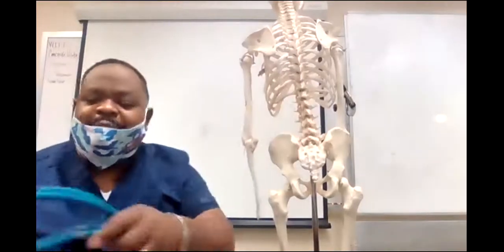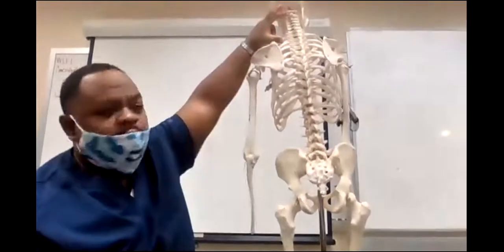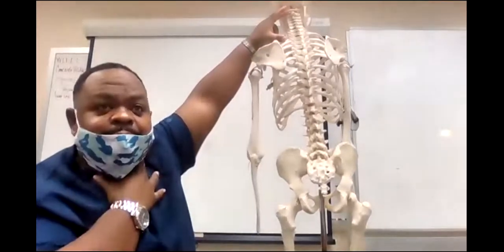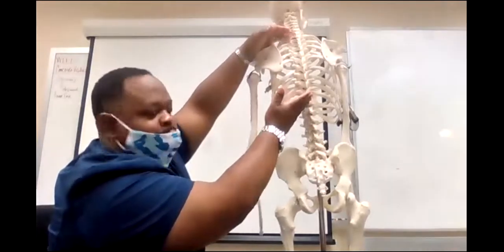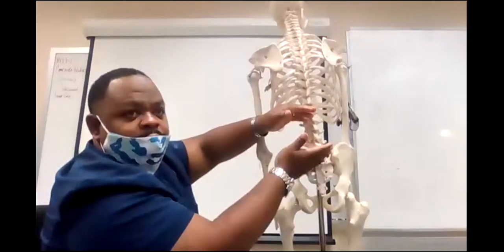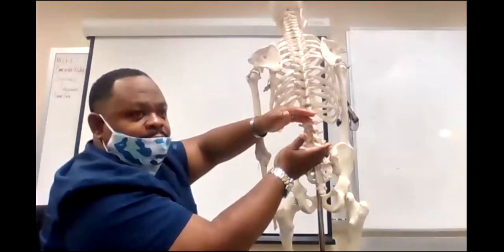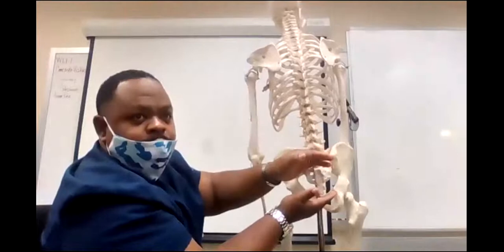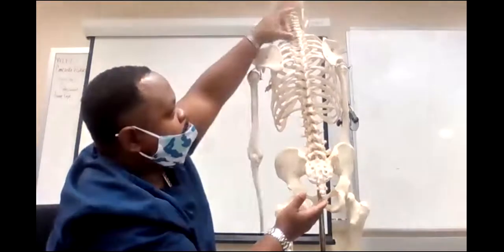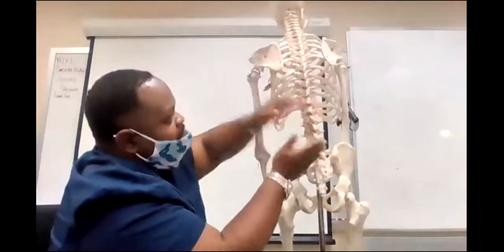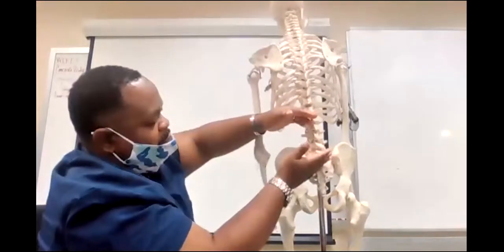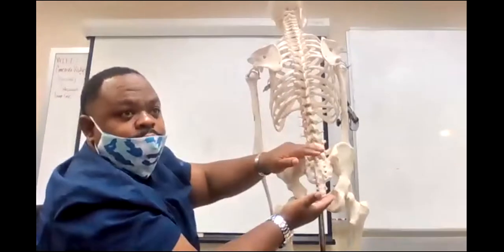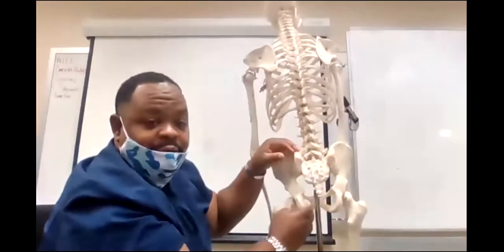Okay. It is made up of three or four sections. You have cervical, which is neck. You have thoracic, which is the back, mid-back. You have lumbar, which is the lower back. And you have sacral. Okay. Cervical, thoracic, lumbar, sacral. Okay. Don't take for granted this sacral bone.